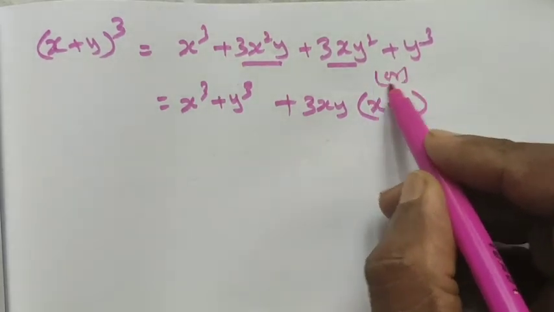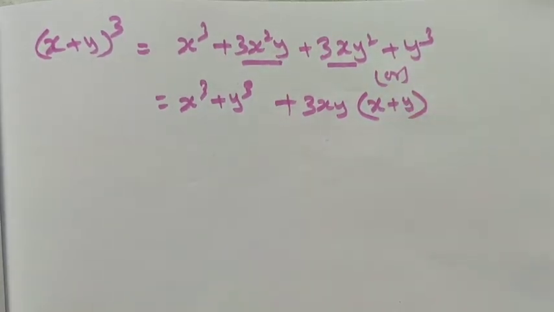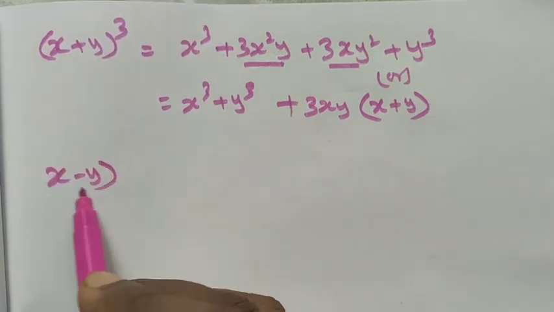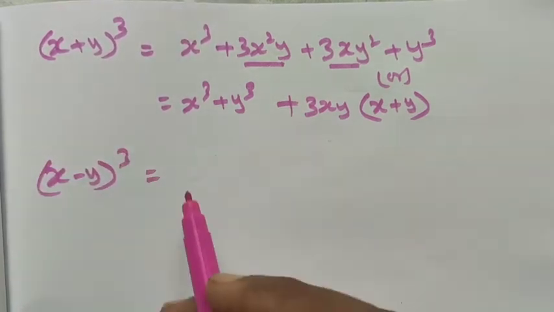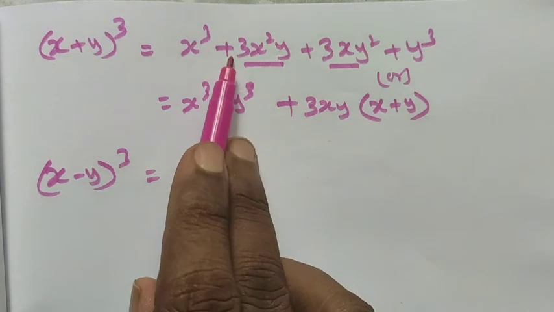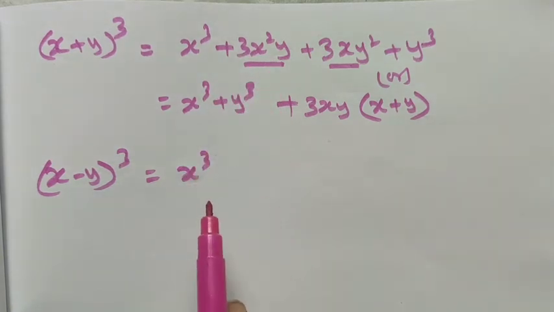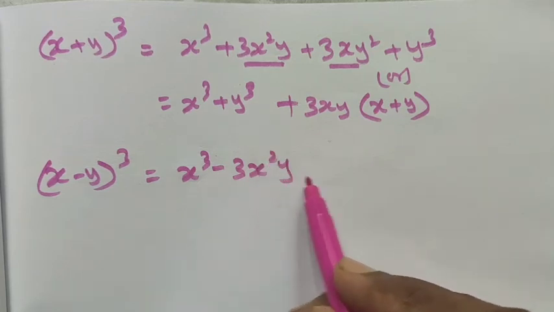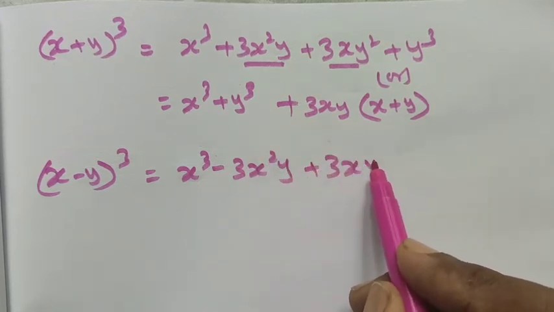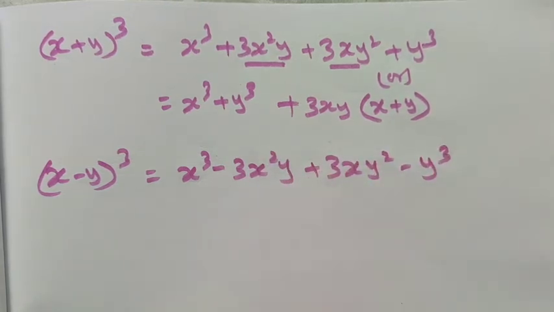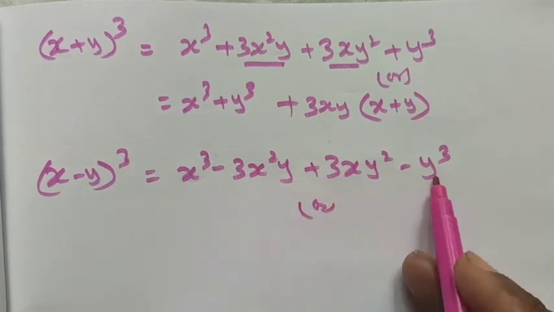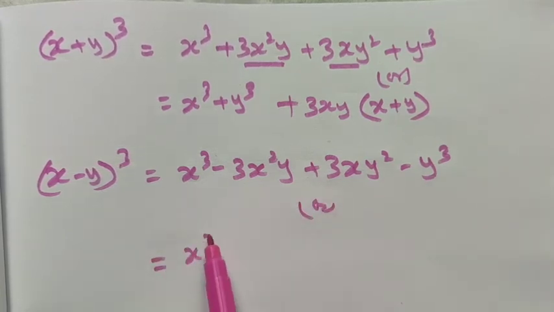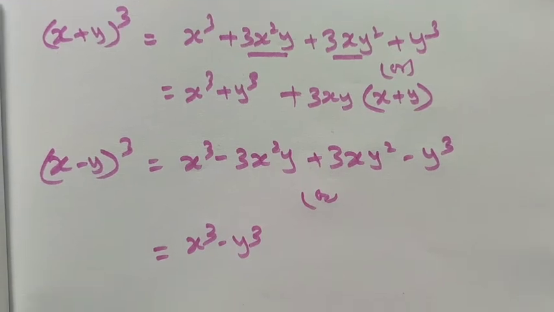Either we can use this format or this format. And then (x minus y) whole cube is equal to x cube, and then it is alternately plus, minus, plus, minus, right? So minus 3x square y plus 3xy square minus y cube. This term can be written like this, x cube minus y cube, or otherwise, right?